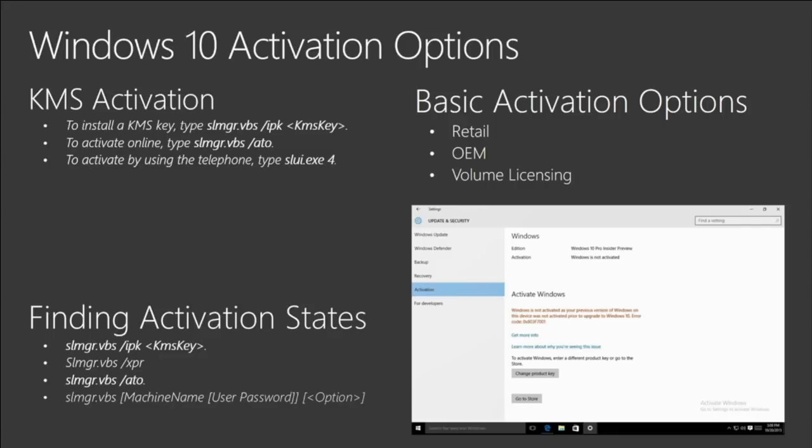If you type on a machine, slmgr.vbs /?, you'll get the whole list. It's also documented on a TechNet webpage if that's easier as well. I've only put literally a few on there that are pretty useful. So /IPK and /ATO are some of the most popular ones.